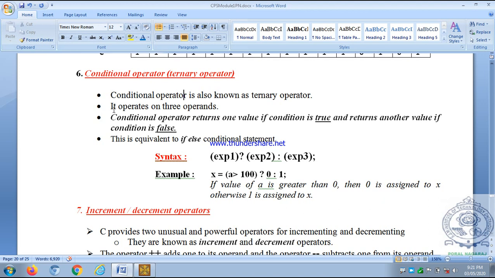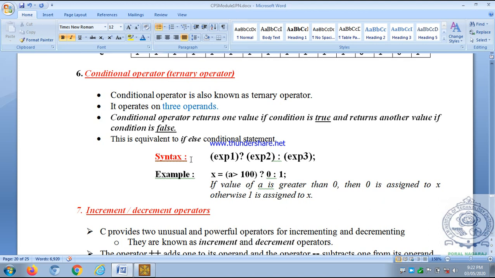So it operates on how many operands? Because it is the ternary operator, we have 3 operands. This conditional operator returns one value if the condition is true and returns another value if the condition is false. Why is it called the conditional operator? Because we are going to use a condition, meaning a relational or logical expression, whose value will be true or false. Based on whether it is true or false, we are going to evaluate either the true part or the false part.